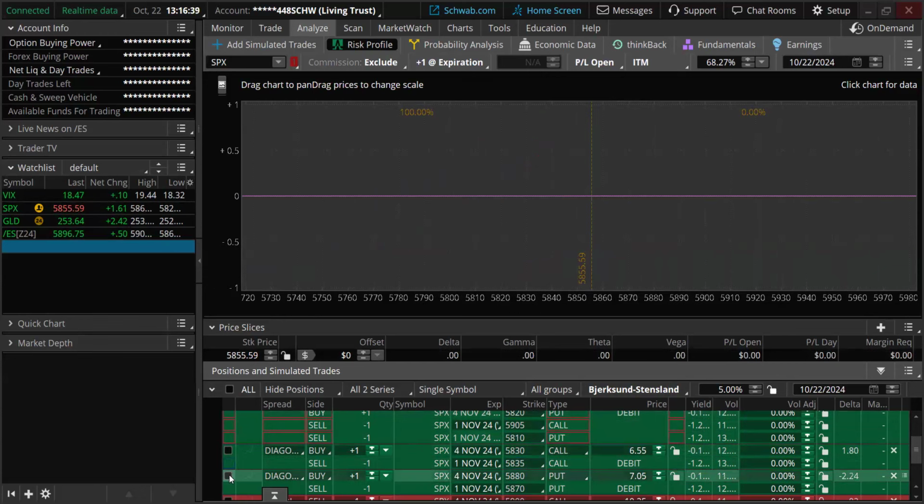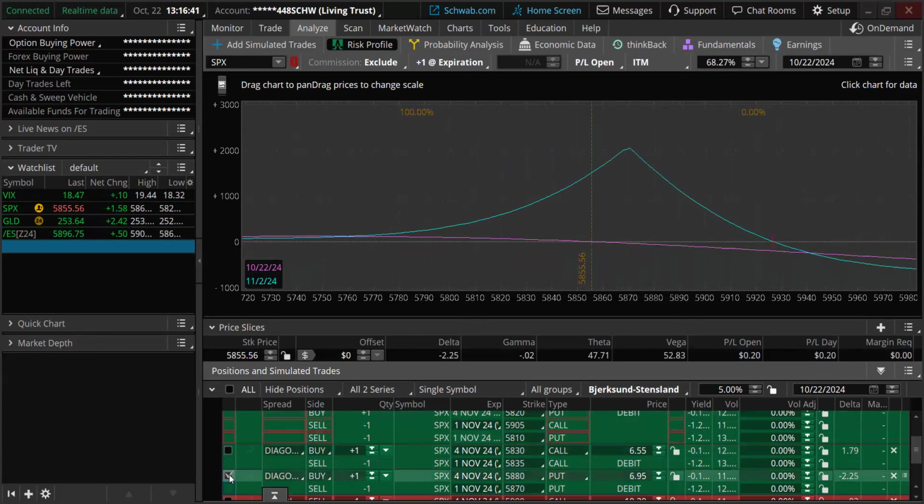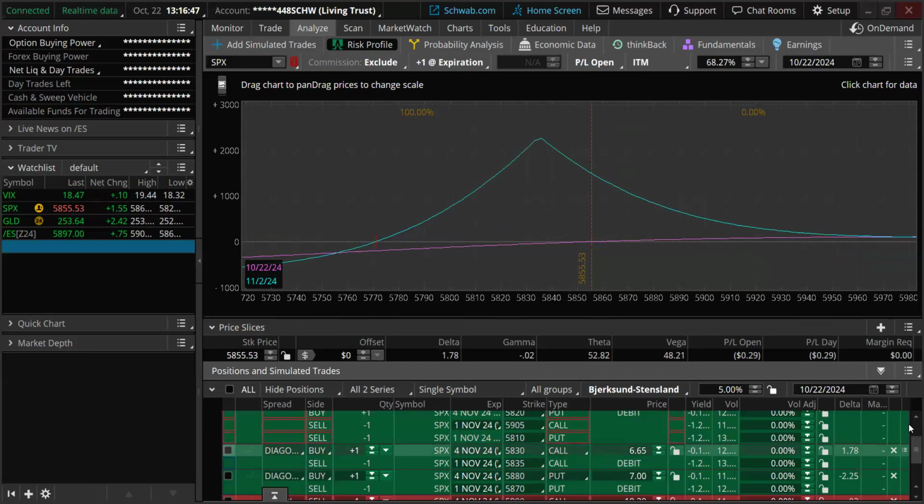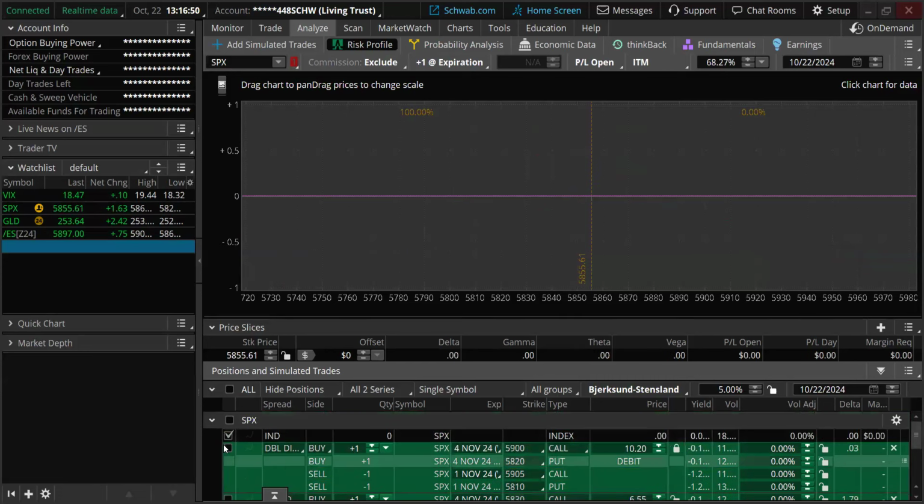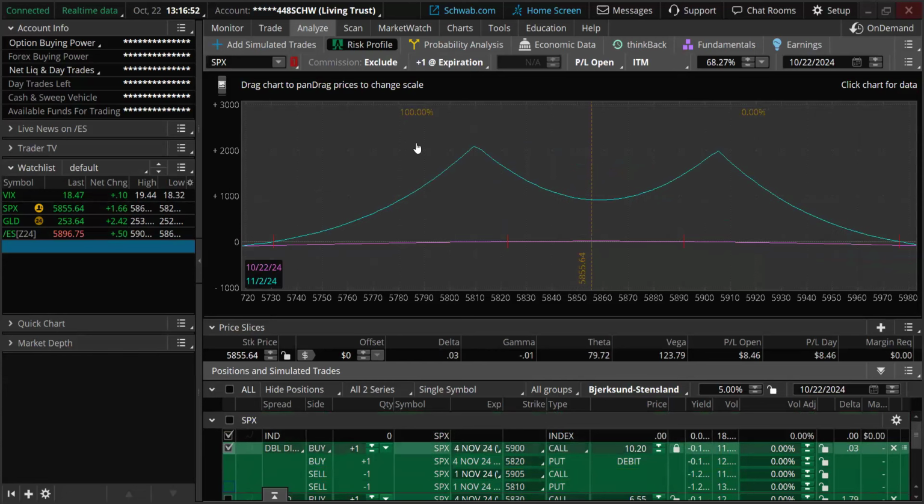So the single depends on your point of view. Are you a little bearish or a little bullish? A little bearish, do this. A little bullish, do that, or a lot bullish or a lot bearish. And if you don't have any opinion, you just want a lot of room, well, then do a double.